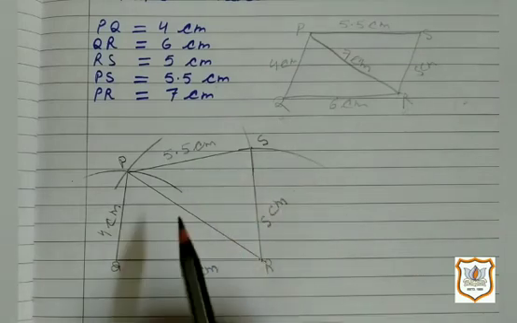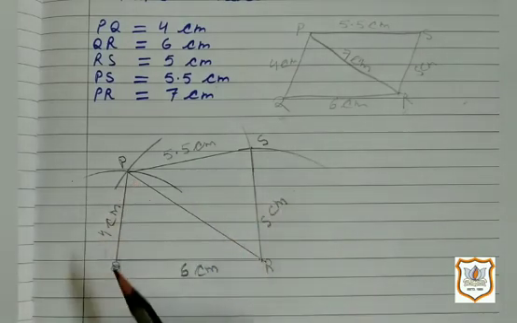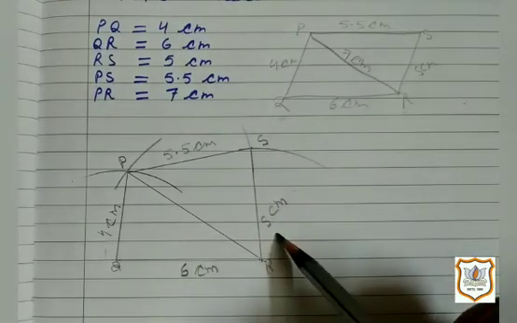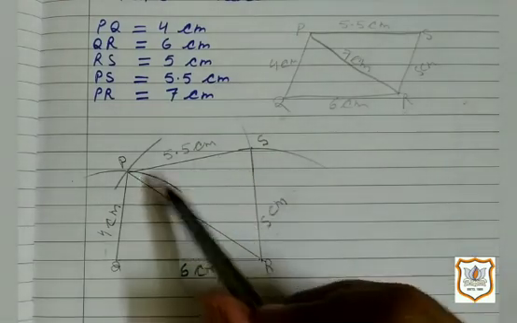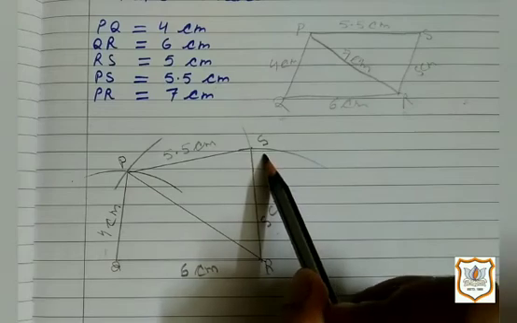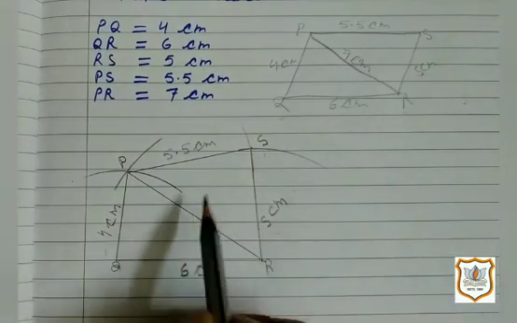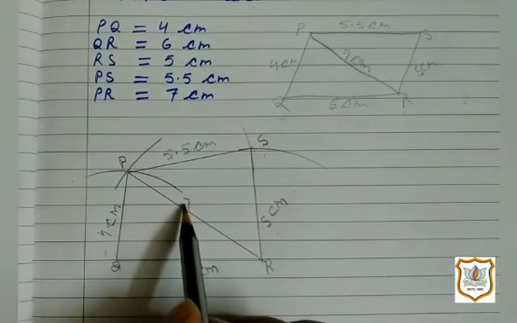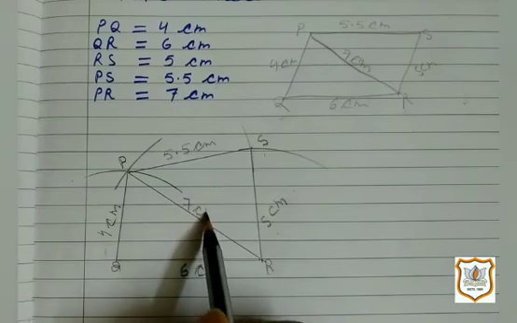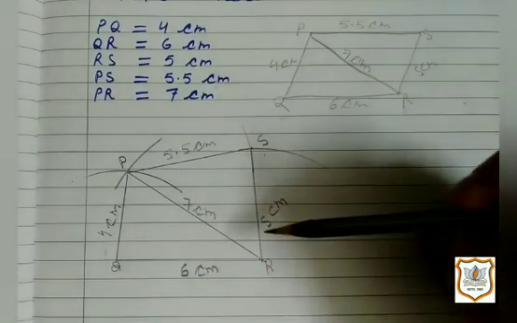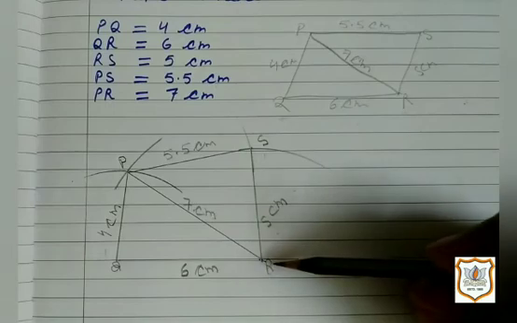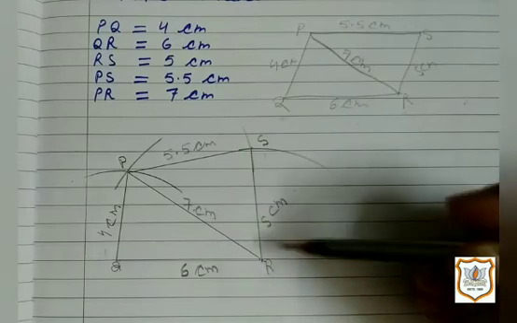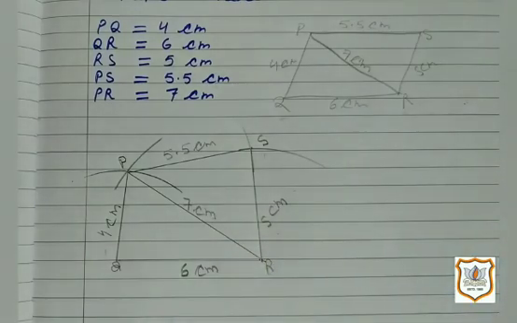PQRS where PQ is 4 centimeter, QR is 6 centimeter, RS is 5 centimeter and PS is 5.5 centimeter and a diagonal PR is 7 centimeter. Here PR is a diagonal. Clear students? So this is the required quadrilateral PQRS.